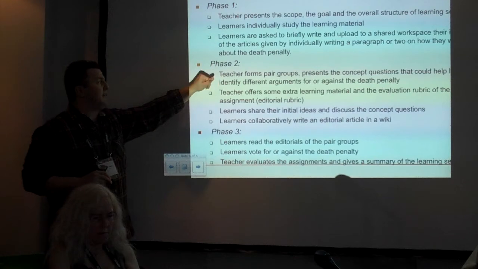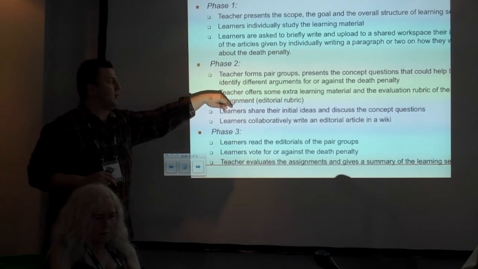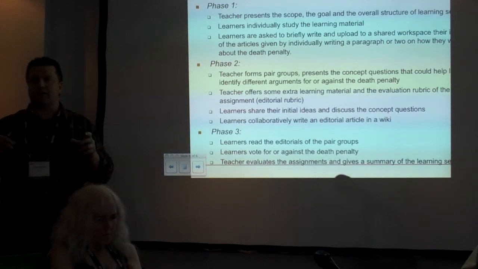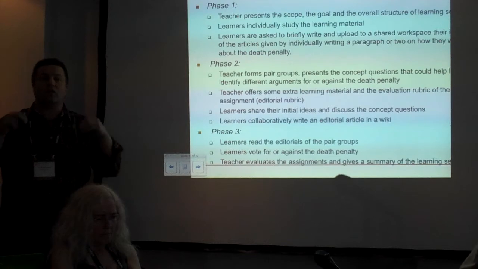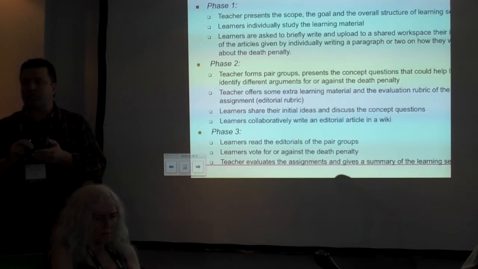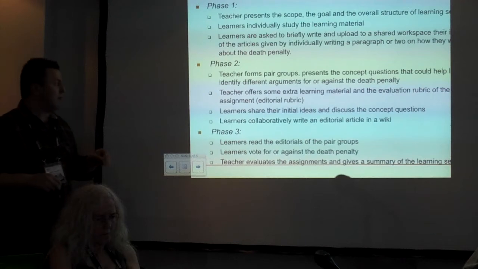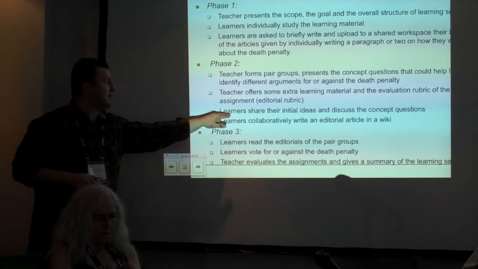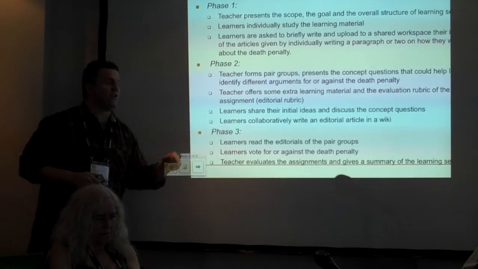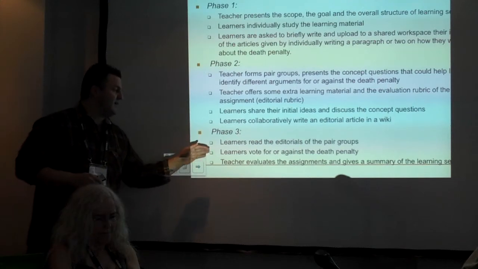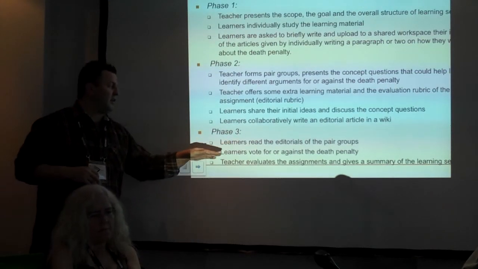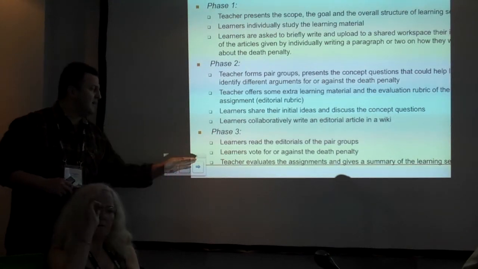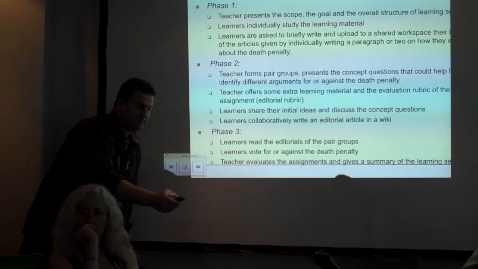In phase 2, the teacher forms pair groups and presents the questions that will help identify the problems. Sometimes students don't understand exactly what they're looking for, so we need to pinpoint some questions in order to understand exactly what it is all about. The teacher offers some extra learning material, learners share their initial ideas, and collaboratively write an editorial article. And in phase 3, all of them read the editorials in pair groups, vote against or for the death penalty, and the teacher evaluates the assignments. That's all.